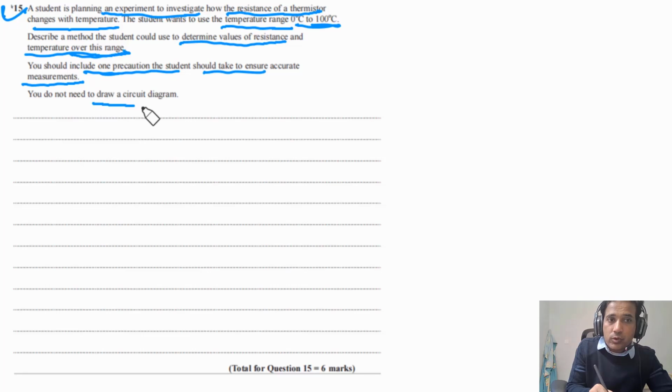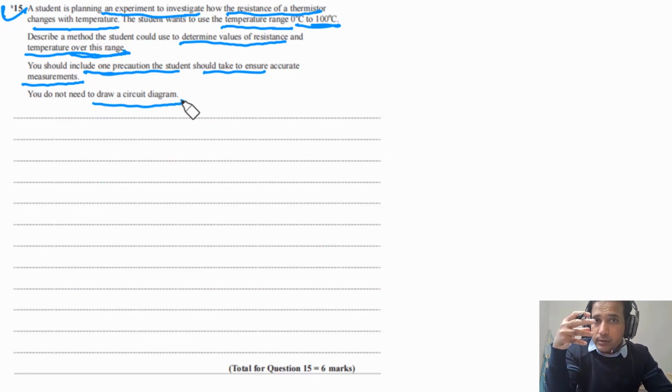You don't need to draw a circuit diagram. So how can we answer this question? The first thing you need to understand is that we need to determine the resistance. To determine resistance, we can use an ohmmeter directly, or you can use a voltmeter and ammeter, but the simple way is to use a voltmeter and ammeter.